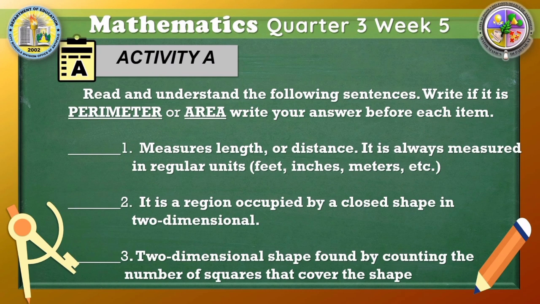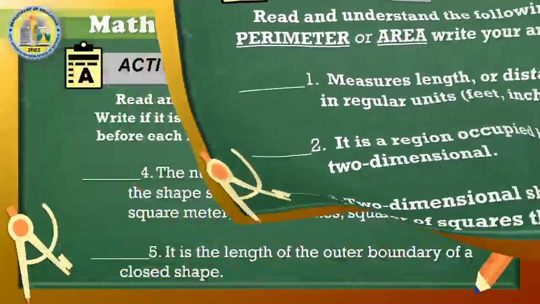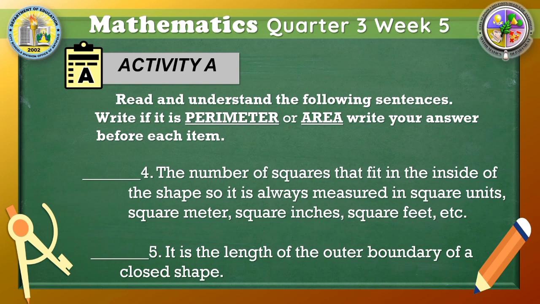Let's have number 3. Two-dimensional shape found by counting the number of squares that cover the shape. What is your answer? The answer is area. Very good. Let's go now to number 4. The number of squares that fit on the inside of the shape, so it is always measured in square units: square meters, square inches, square feet, etc. What is your answer? Yes, it is area. Good job, kids!